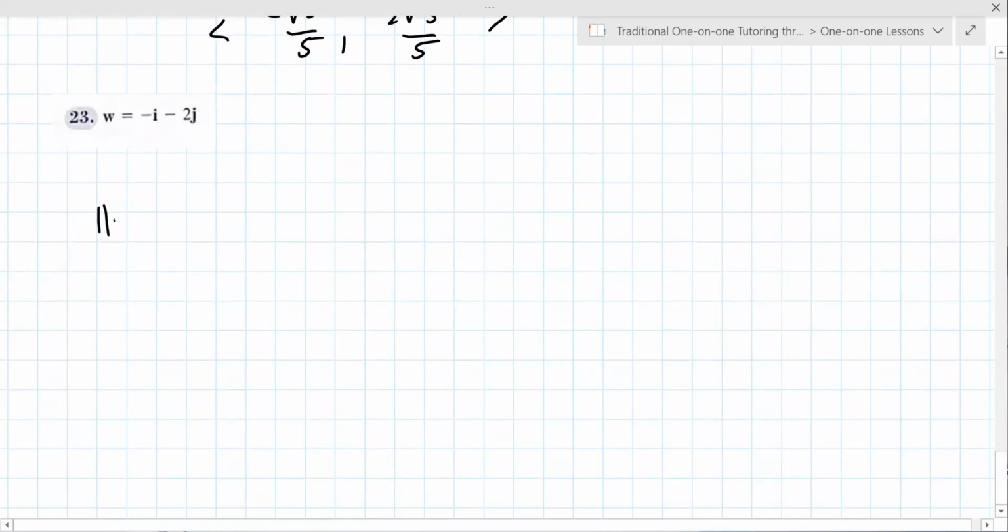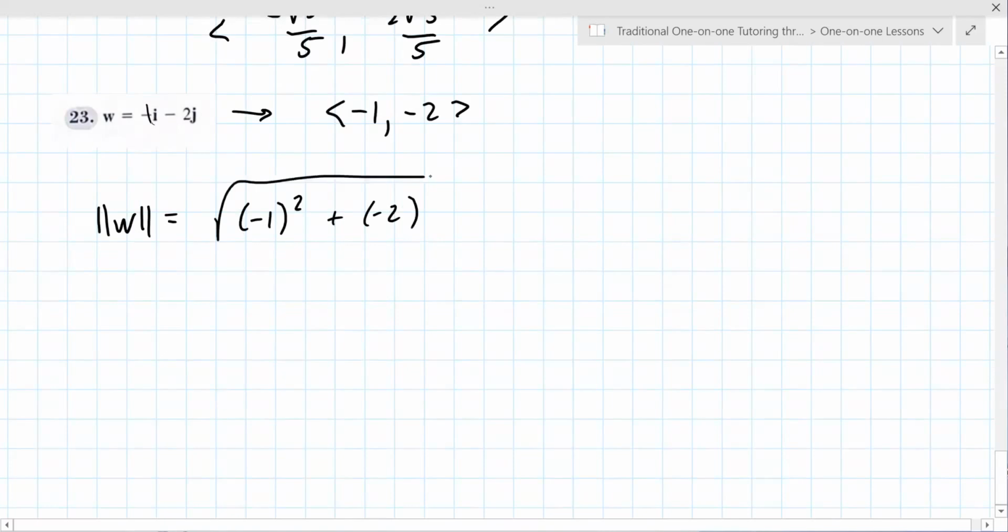So the magnitude of W is minus 1 squared. So just to be clear, this is minus 1 comma minus 2 in component form. But when you use these bold i's, that's another way they can present it. You have to say, oh yeah, that's minus 1 there in front. But the magnitude is the numbers in front squared, square rooted. So this is the square root of 5.